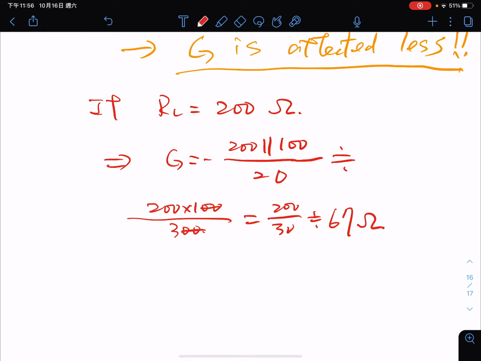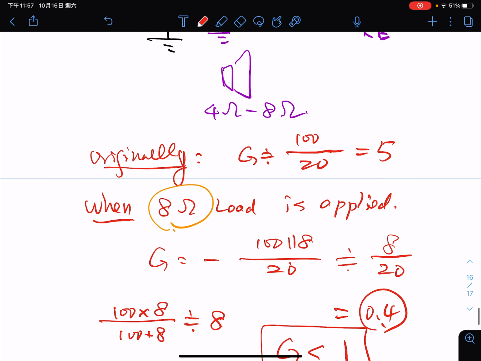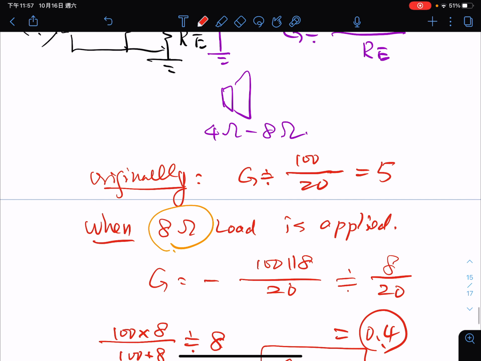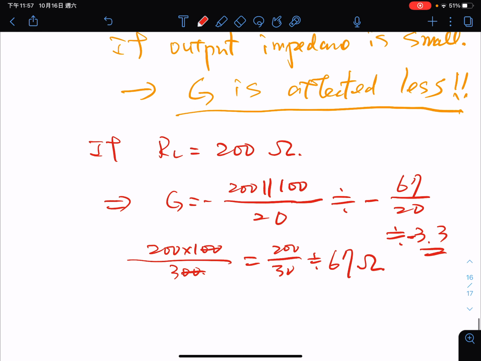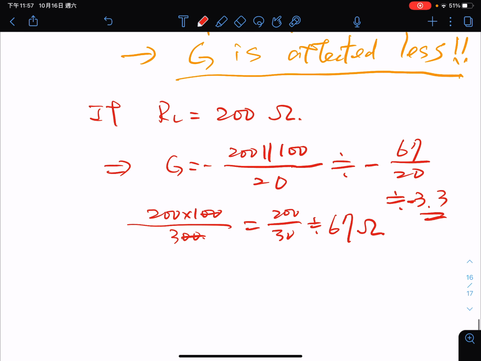So the gain will be 67 over 20, which will be around minus 3.3. It's still not far from 5. It's minus 5 here. Still not far from 5, so it's still amplified. So be sure that we look into the output impedance of the circuit.